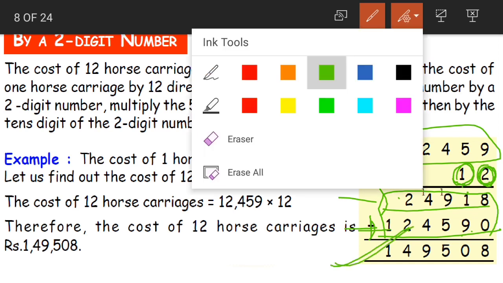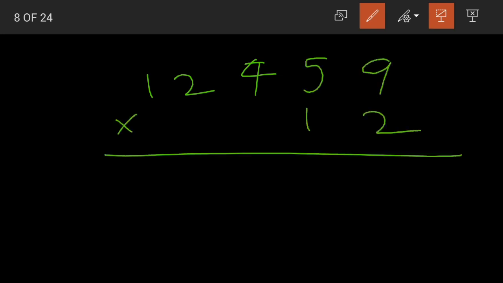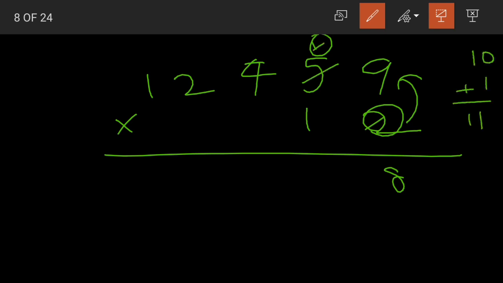Now let us start multiplying. 12,459 multiplied by 12. Yes children, how do we start? We start from the ones place. 2 nines are 18. 8 here, 1 carried. 2 fives are 10 plus 1, that is equal to 11. 1 here, 1 carried. 2 fours are 8 plus 1 becomes 9. 2 twos are 4 and lastly 2 ones are 2.